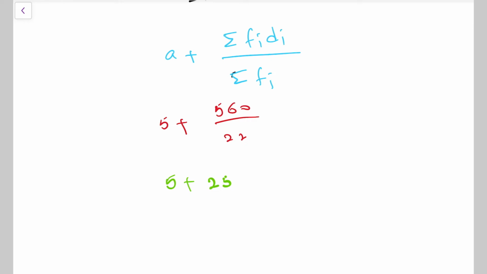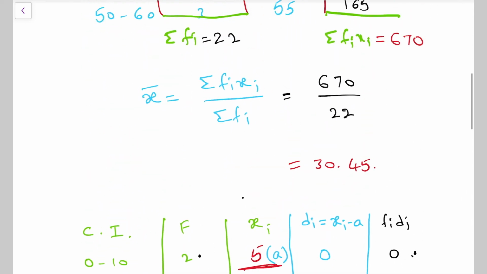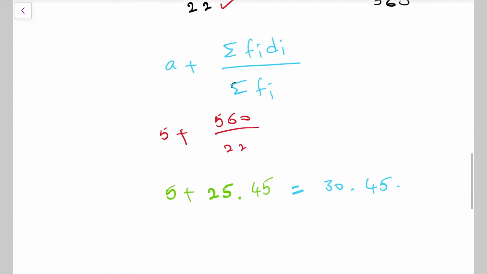It is 25.45. 5 plus 25.45, 25 plus 5 is 30, so 30.45. The mean of the given data is 30.45. Now this answer you can compare with the previous one also. In both the cases you will get the same answer. Definitely you need to get the same answer only. This is mean by direct method, 30.45. This is mean by assumed mean method, so 30.45. Both the cases we got the same answer.